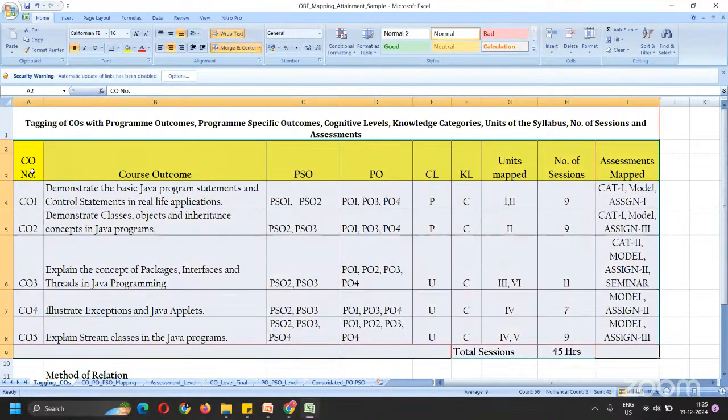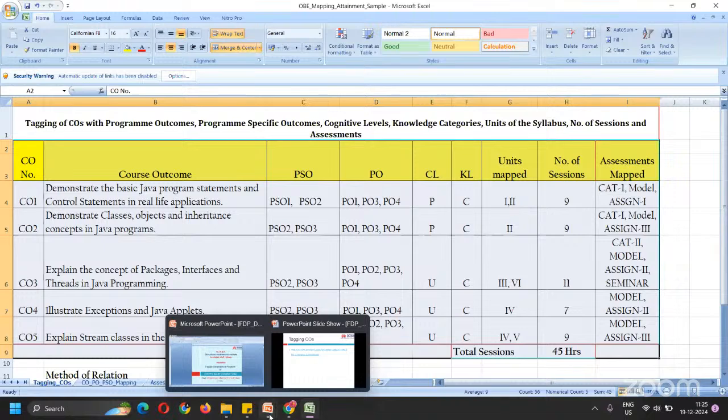Hope you're clear with this. Are there any doubts? This has to be prepared for each subject by the subject teachers. If I'm handling 3 subjects this semester, then I need to prepare 3 different tables of tagging of COs. So that is a very basic step when we are going for the mapping and attainment of our outcomes. Hope you're clear with this process. Are there any doubts?